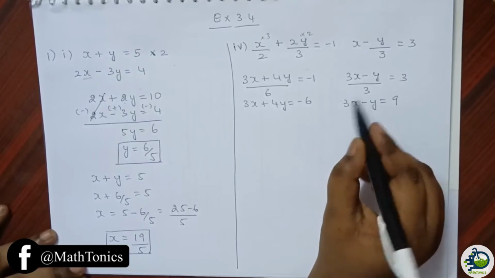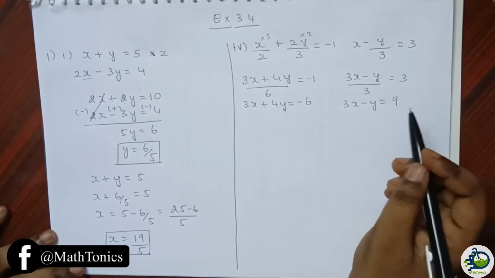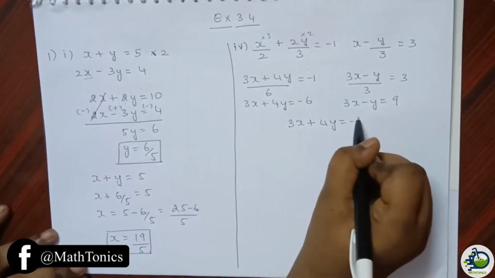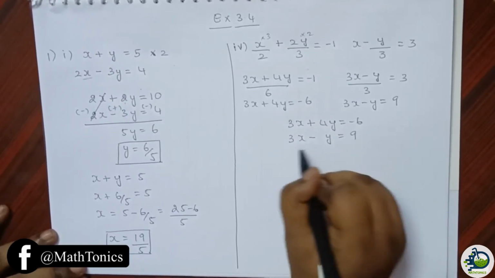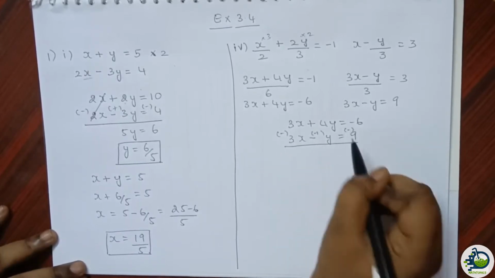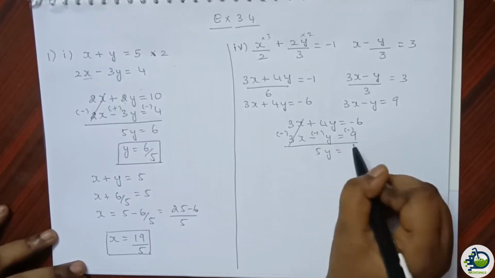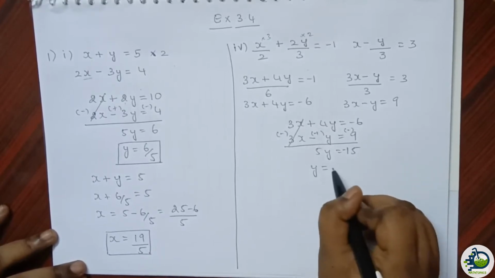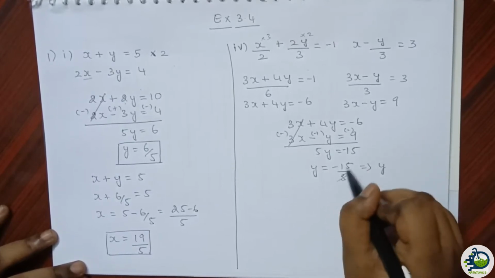Now what I have to do is subtract. I can directly subtract because the coefficient of x is already the same. So 3x plus 4y equal to minus 6, and here I have 3x minus y equal to 9. When I change the signs, it becomes minus, plus and minus. So these both get cancelled. 4 plus 1 is 5y, which is equal to minus 15. So y will be equal to minus 15 by 5.